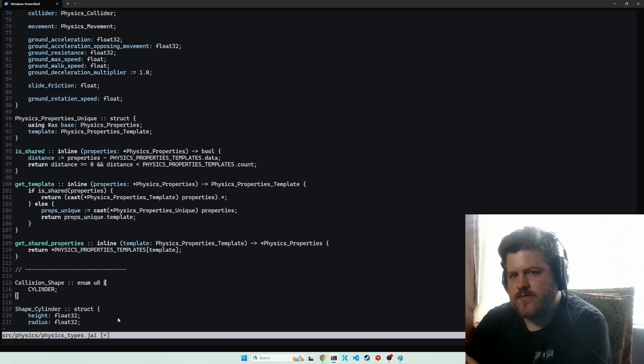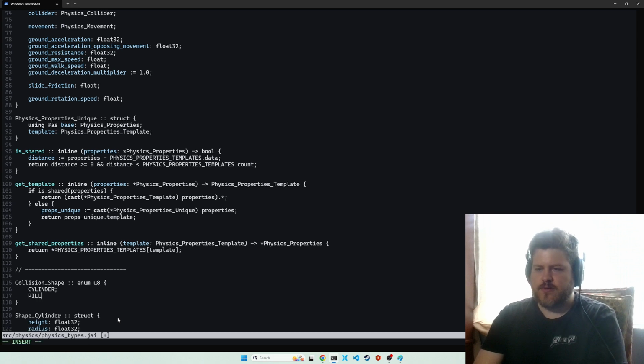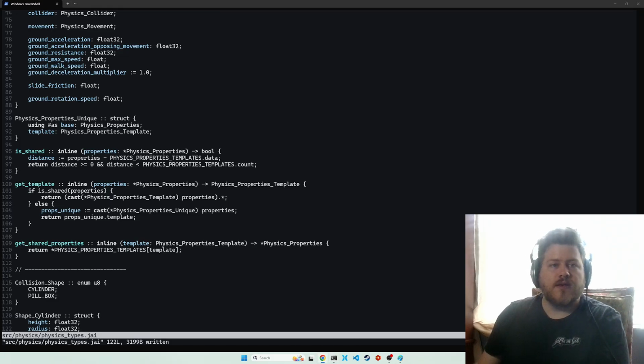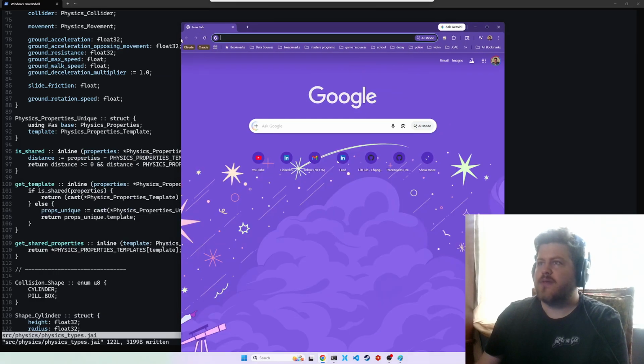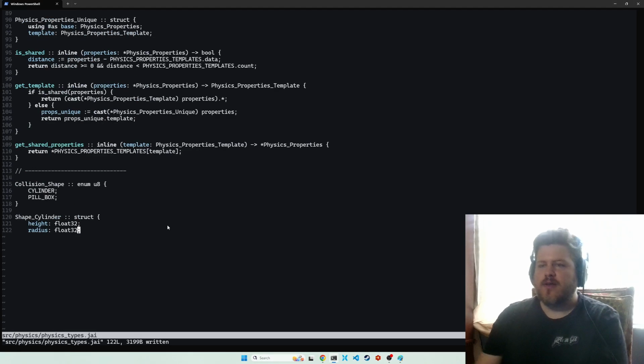Let's see. The first collision shape is a cylinder. I could call this a pillbox. I think that's a reasonable one. I'll call it a pillbox. Even though, wait, what does a pillbox look like in real life? You know what? It's a pillbox. I don't really care. All right. So a pillbox has. Let's see where it is.